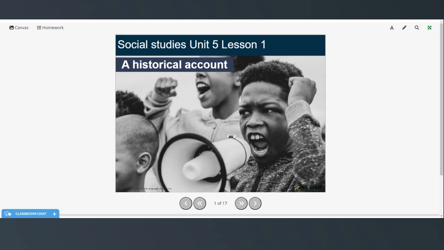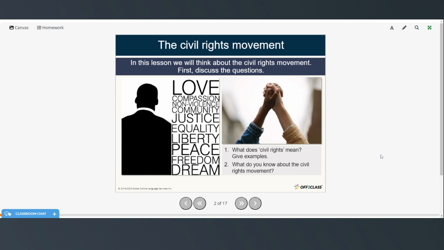This is a B1 level social studies lesson, and today we're going to be talking about a historical account of the civil rights movement. So in this lesson we will think about the civil rights movement, and so first think about these questions. What does civil rights mean?